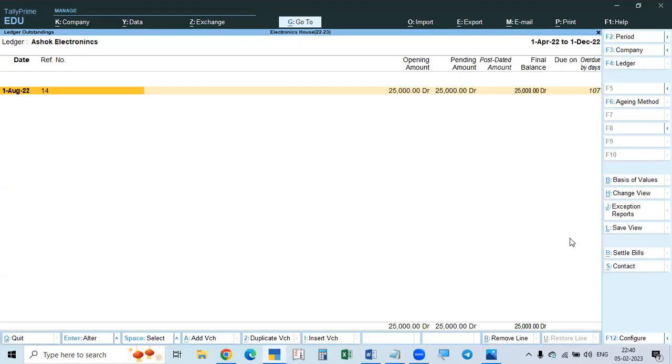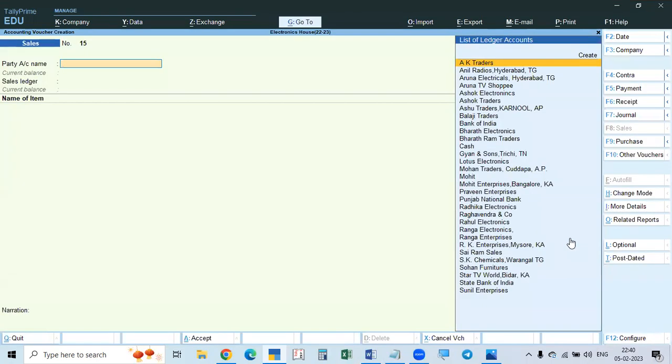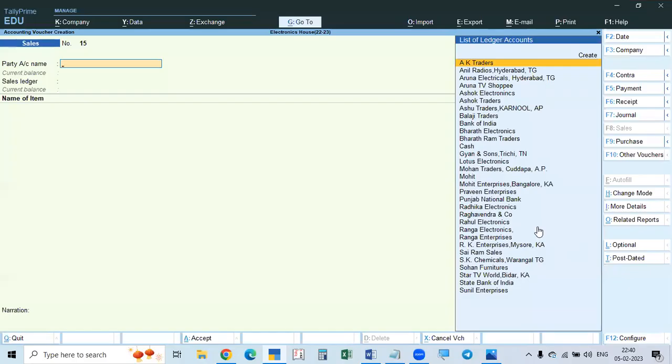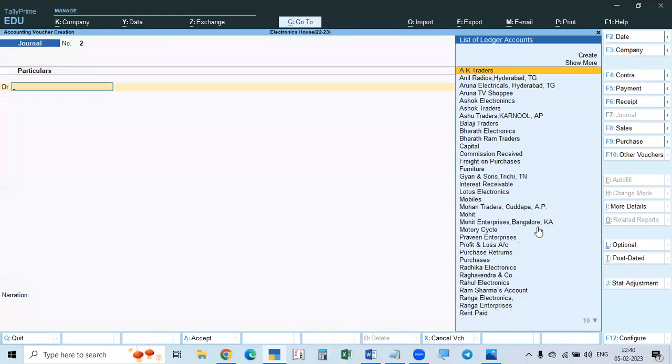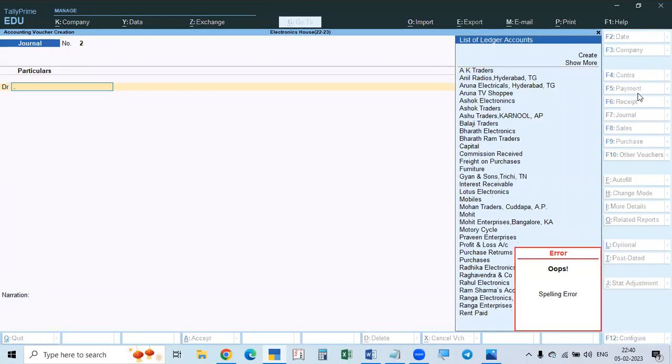So now we have to make an entry for this. Here, voucher. What entry do you have to make here? You have to make an entry for ledger adjustment. For ledger, we have to make a journal voucher only. So journal we will write. And what is the date? 1st December. Date is 1st December.